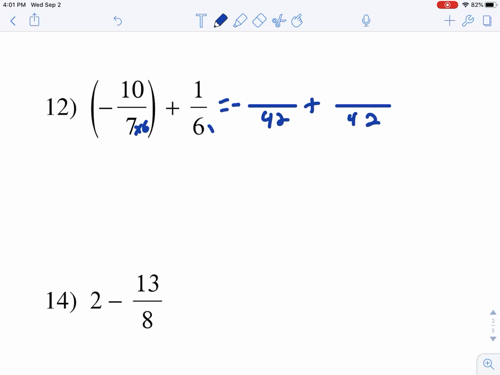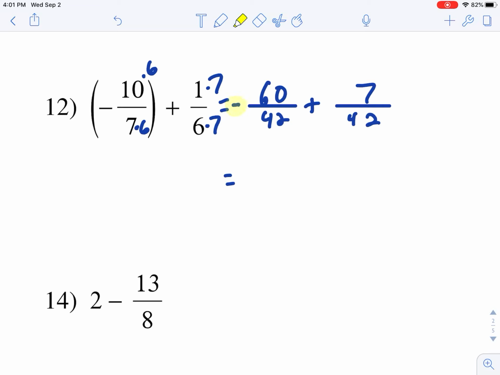And I'm already breaking a rule of algebra. Times 6, times 7. That means I need to multiply the top times 6 and that top times 7 as well. 10 times 6 is 60. 1 times 7 is 7. Now we can add these together.